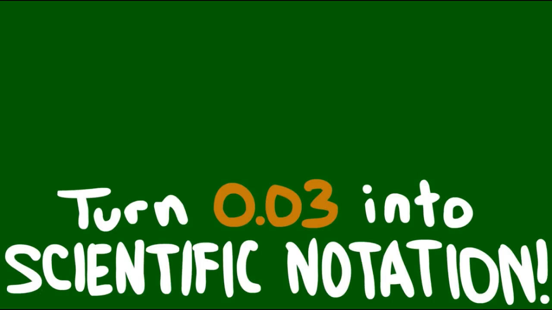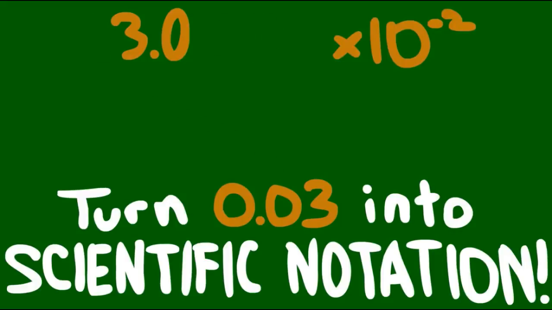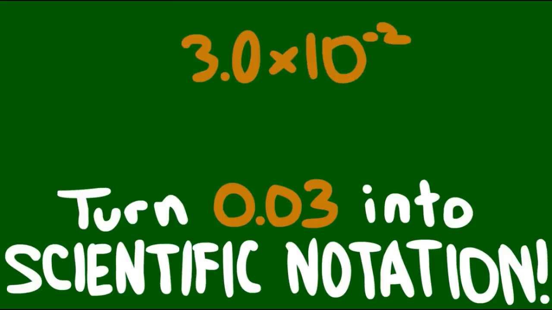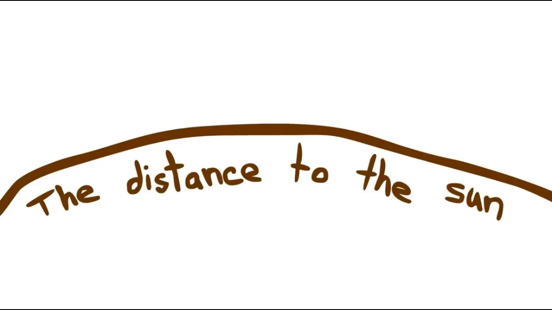Express your number so that it's more than 1, but less than 10. Take that number and multiply it by 10 to the proper exponent. 0.03 in scientific notation is 3 times 10 to the -2. 10 to the -2 is 0.01 times 3, that's 0.03, so yeah, there's your proof.